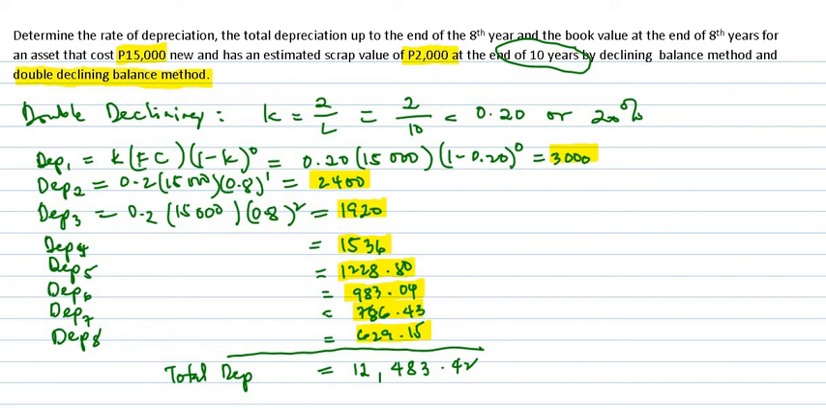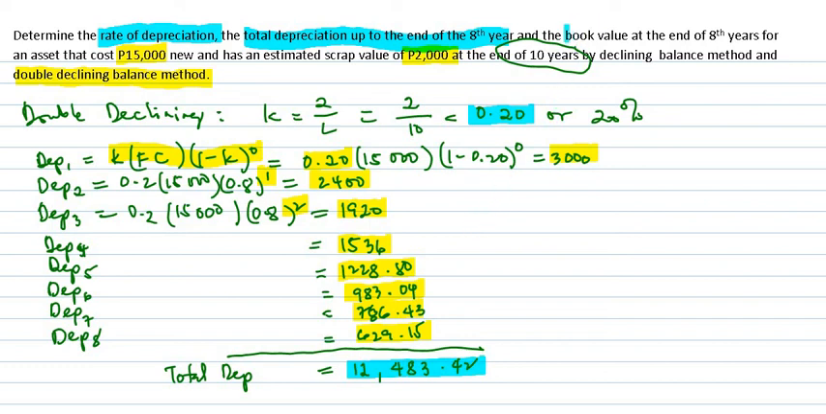So remember, take note, for depreciation 1, our main formula is K times first cost times 1 minus K. Since this is double declining, our K is 0.20. And then for the second depreciation, this is raised to 1. For the third depreciation, this is raised to 2, and so on. So the rate of depreciation is equivalent to 0.20. The total depreciation up to the 8 years, we have here, is 12,480.